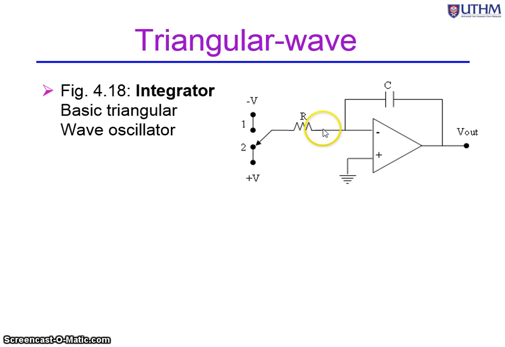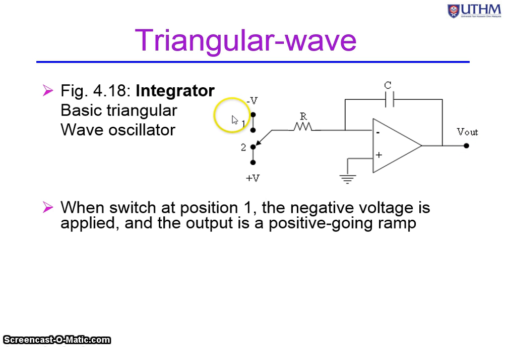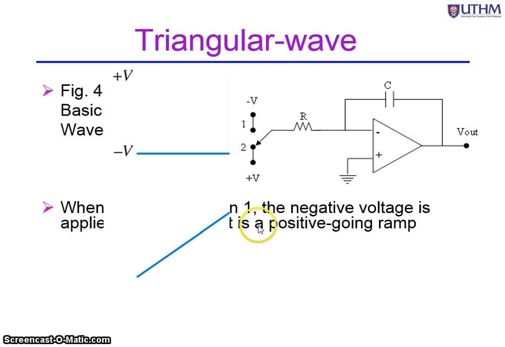For the triangular wave, it uses the operation of an integrator. So this is your C, R, and it is connected to a switch over here. This switch is connected to minus Vc and plus Vc. So what will be at the output? First we look at when the switch is at position 1. That means you are connecting R to a negative value. This is negative at the input, and this is the inverting terminal, so your output will be a positive going ramp. This is how it looks.